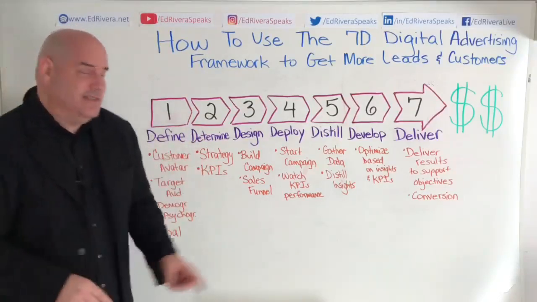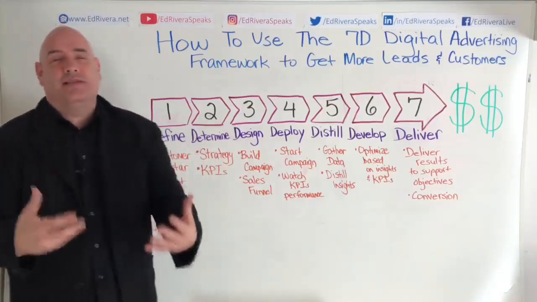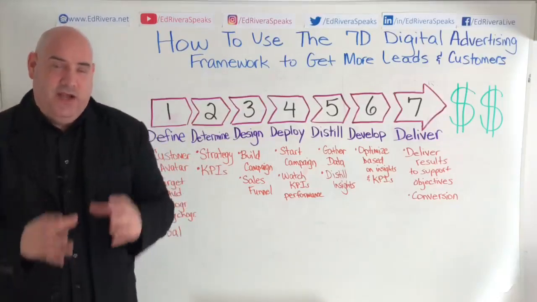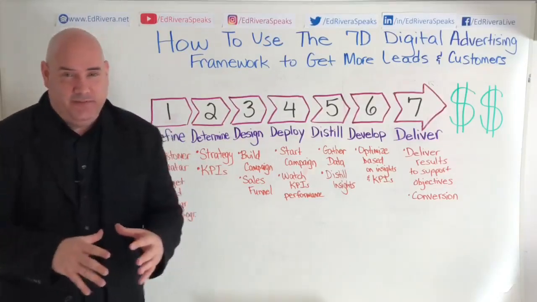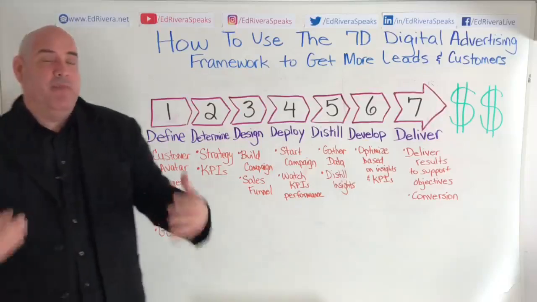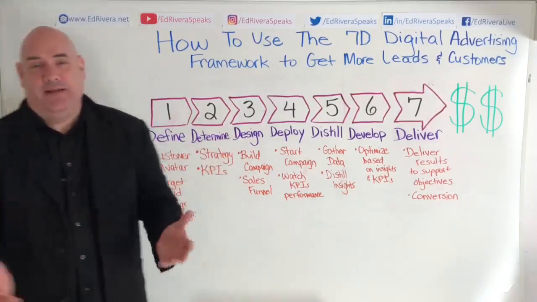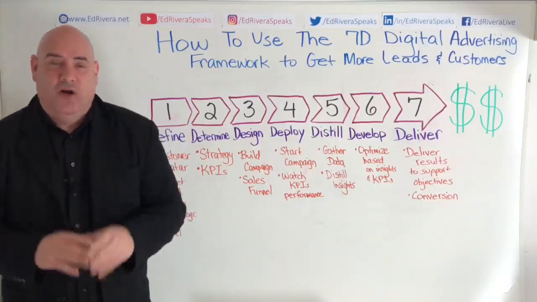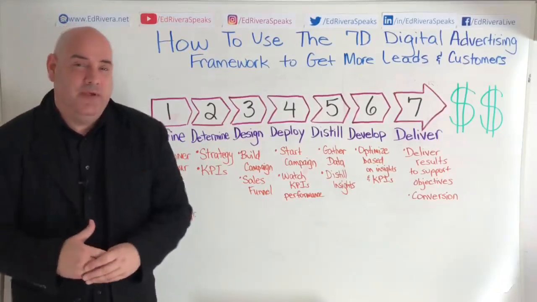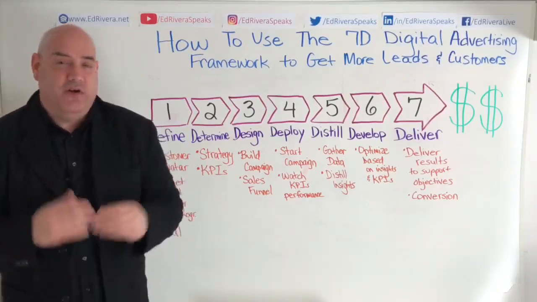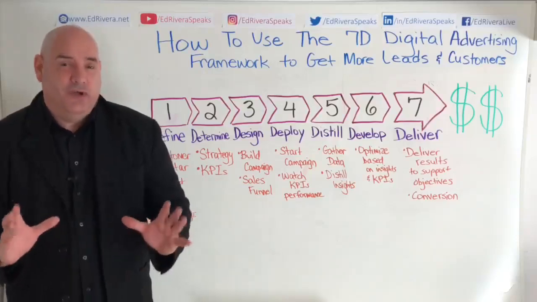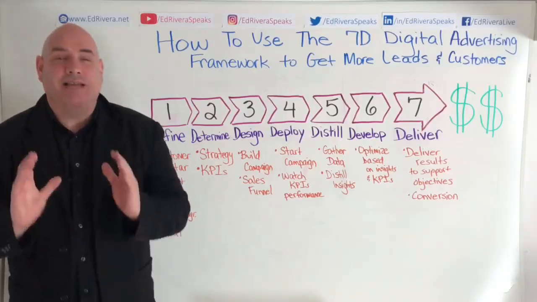The next stage is design. So once you figure out who exactly you're going to target and you have your strategy in place and you know the KPIs that you're going to measure along the way, you want to design your campaign. At this stage, you design the ad. Hopefully it's a video ad. You design the copy. Maybe use a picture or again a video. Whatever you're using for that ad, you design it at this stage.